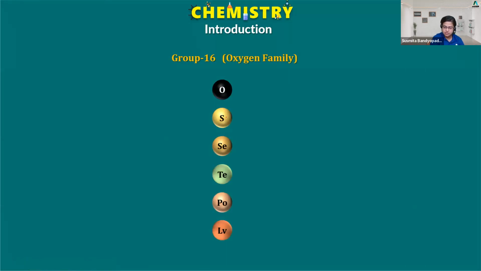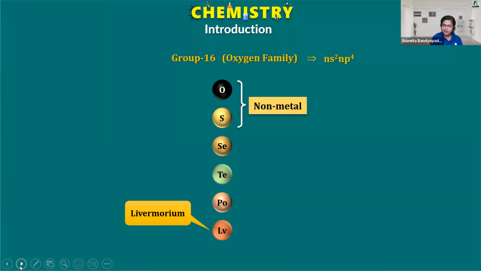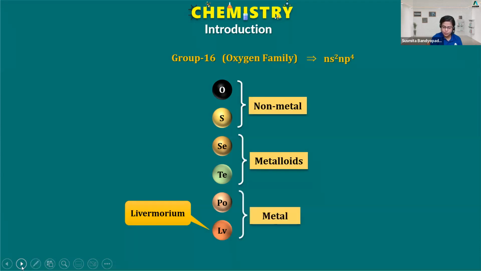It's oxygen, sulfur, selenium, tellurium, polonium, and livermorium. Okay, the new element. As I told, I always follow that IUPAC rule for atomic number greater than 100. The first two are nonmetals. The next two are metalloids, and polonium and livermorium. Though we are not going to study livermorium, we say bye bye to it after this slide. Polonium is a metal. Fine.